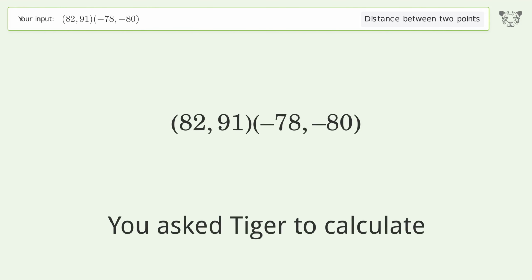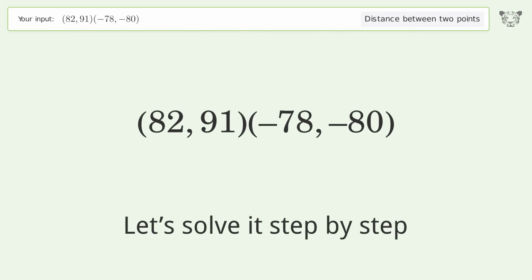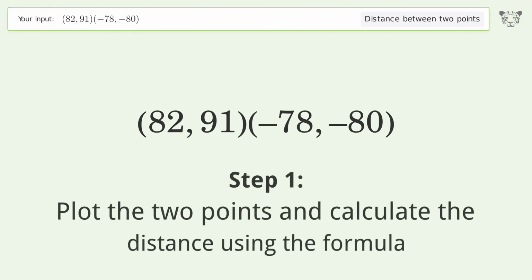You ask Tiger to calculate. This deals with the distance between 2 points. The distance between the 2 points is the square root of 54,841, or 234.182. Let's solve it step by step. Plot the 2 points and calculate the distance using the formula.